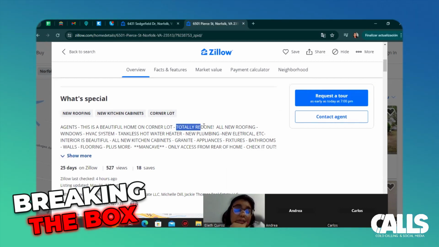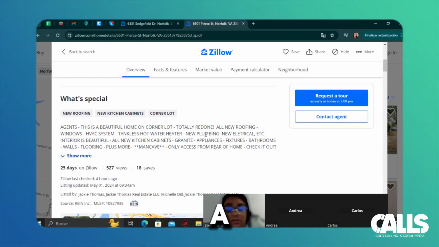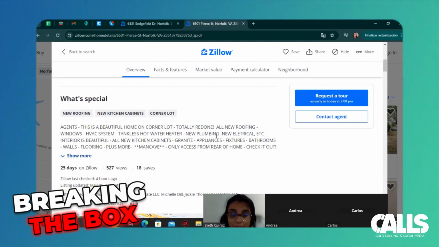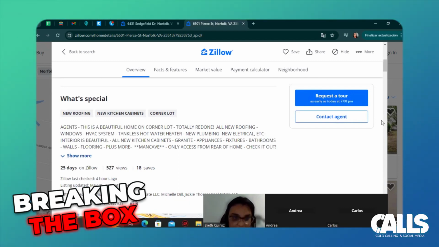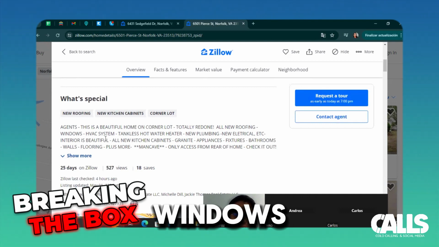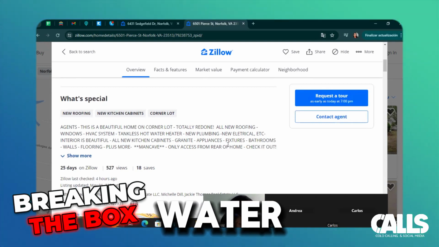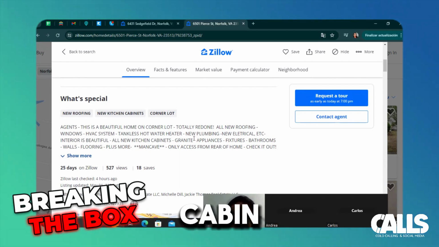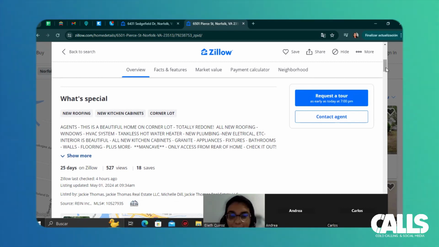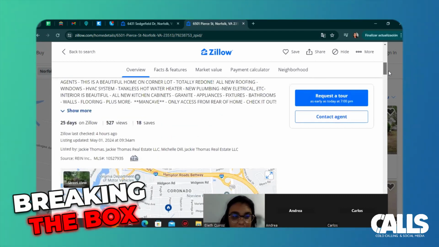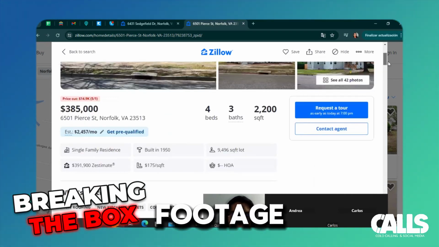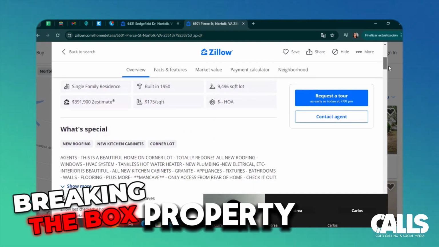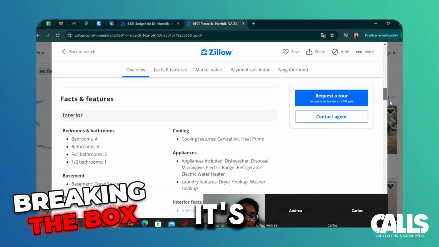Look, totally redone. That means it's not a new construction. It was a normal property and it was completely torn down and remodeled from zero. It says all new roofing, windows, HVAC system, tankless hot water, new plumbing, new electrical, interior, all kitchen cabinets, granite. Oh my God, everything new. And it's the same square footage. It's a little bit bigger than our property. And it's brand new.